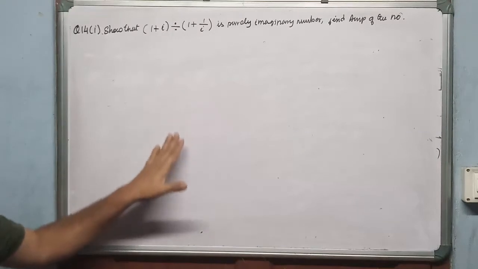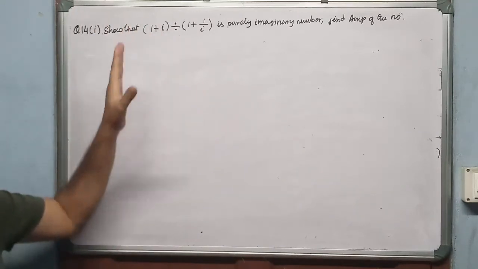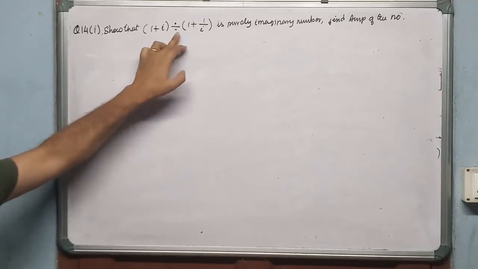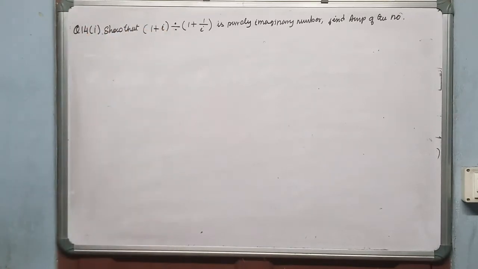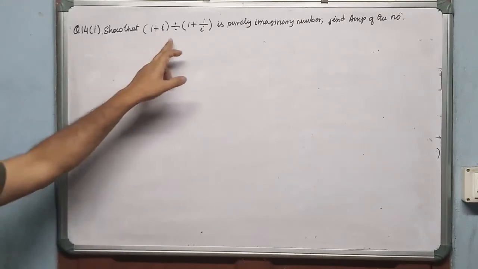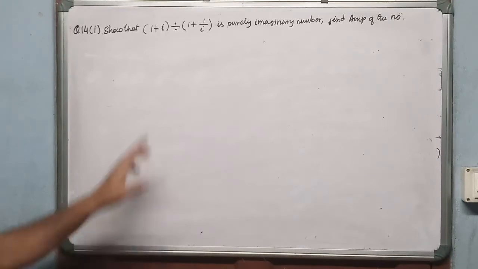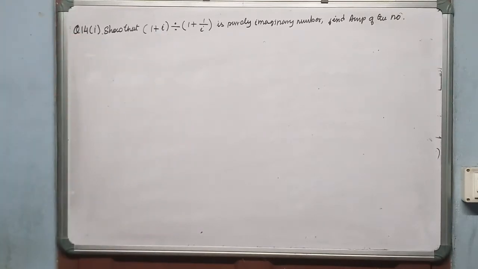After the simplification, its output must contain i. After the simplification of this function, the output must contain i. Then we can say it is purely imaginary. To prove this one is purely real, the output must be independent of i. Then we can say it is purely real. If the output contains i, it is purely imaginary.